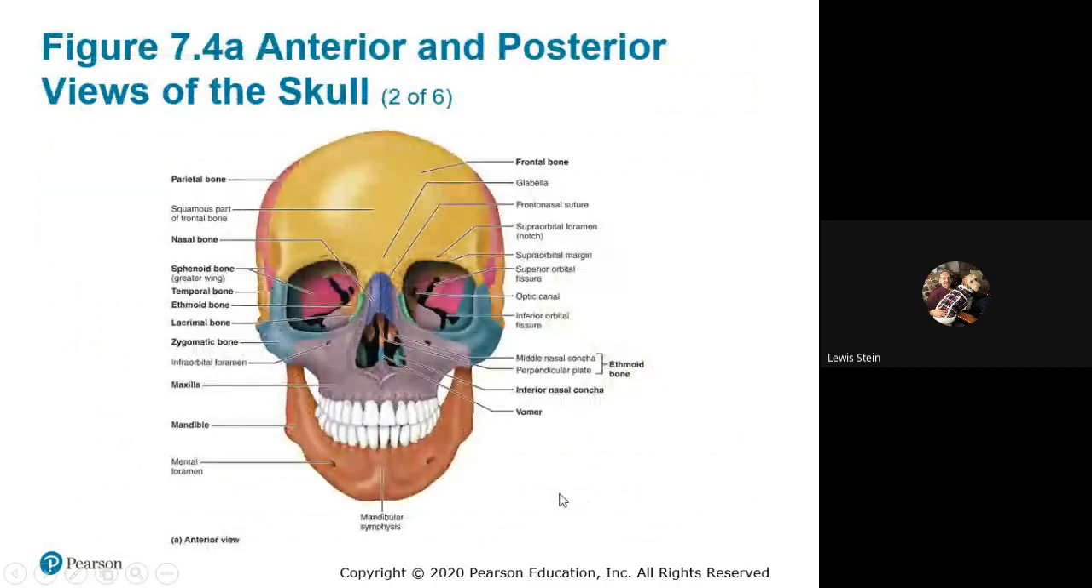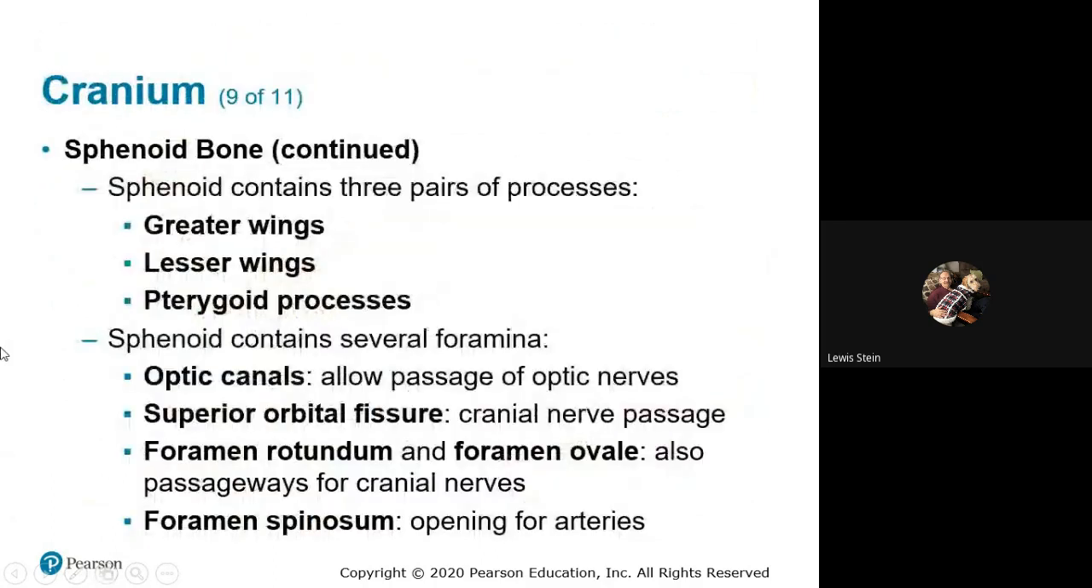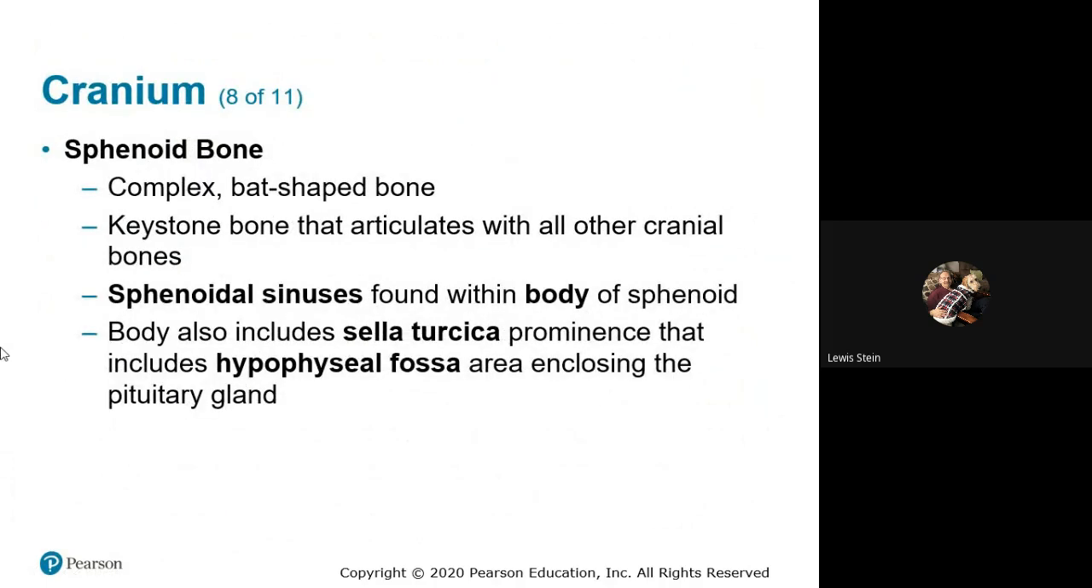So that's the ethmoid bone. I only have one more to do, so I always save the hardest for last, and here it is. Sphenoid bone. Complex doesn't do it justice. It's the keystone, and all the other cranial bones are in contact with it.